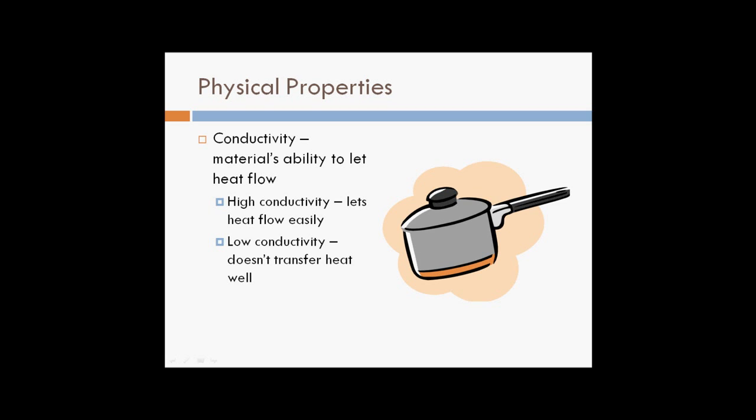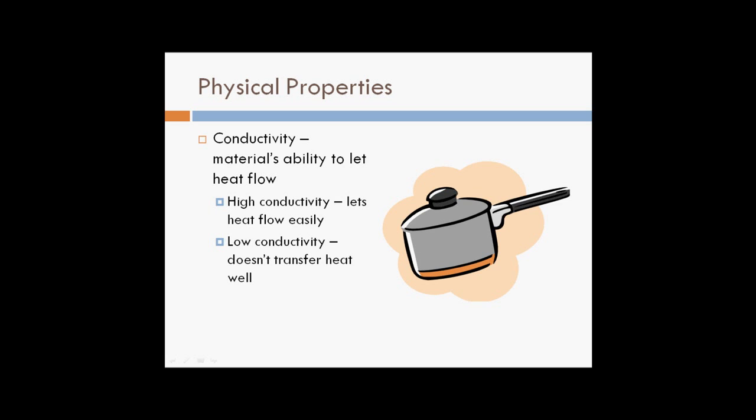So think about something like a copper bottom pan. Those are the really expensive kinds of stock pots or skillets or anything like that. So if you have a copper bottom pan, the reason it has copper on the bottom is because a property of copper is that it lets heat flow very easily. So it would be a very good conductor. It would have high conductivity.